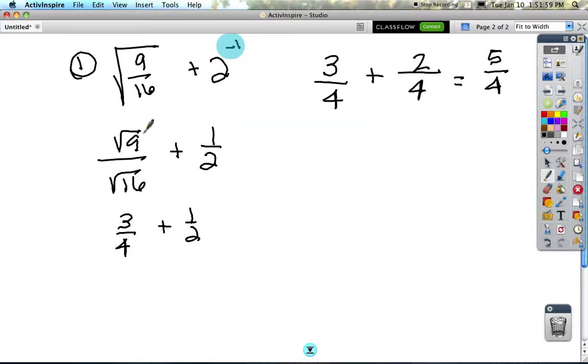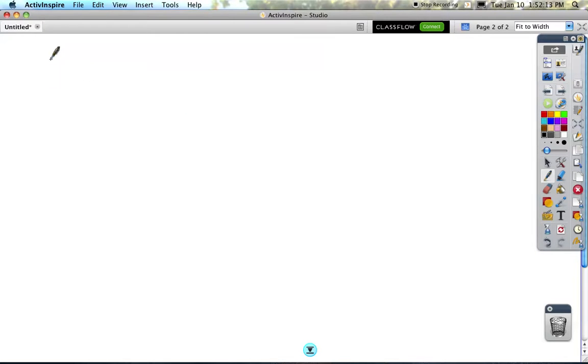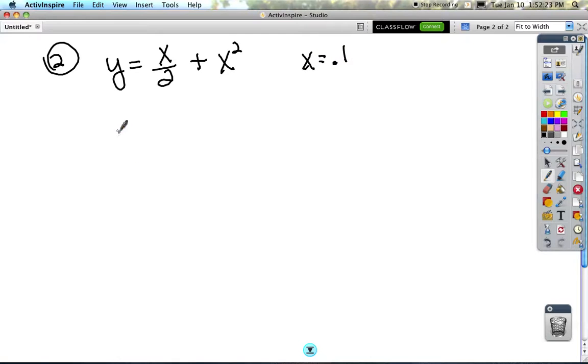Okay? I thought that was a division sign. Okay. Well, if it was a division sign, you'd multiply by 1/2's reciprocal. Okay? All right, let's look at number 2 just below it. Y equals x over 2 plus x squared when x equals 0.1.